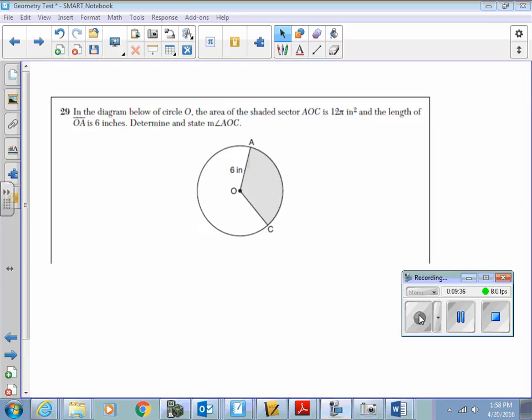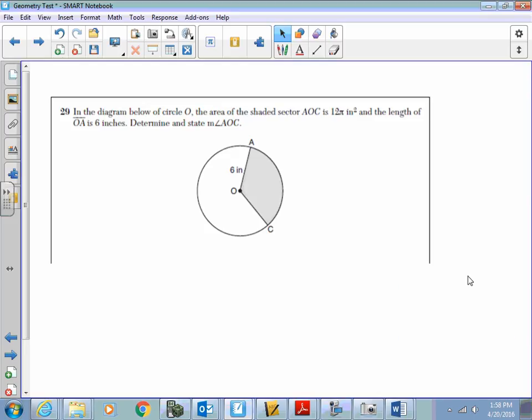Okay, this is the last one I'm going to go over for this video. It says in the diagram below of circle O, the area of shaded sector AOC, and that is going to be this sector right here, AOC, is 12 pi inches squared.